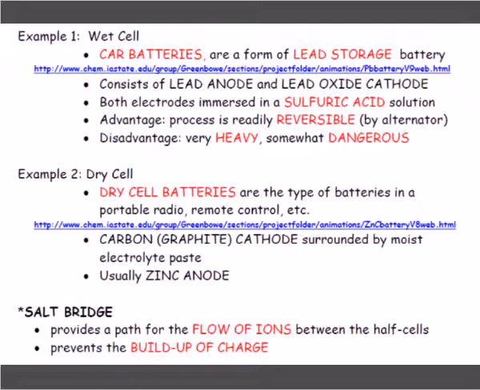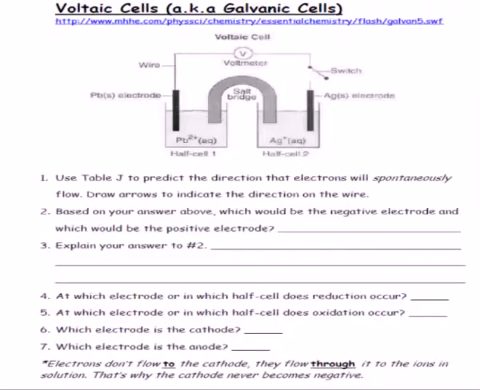Okay? If you were to take, like I said... All right, so flip to this page in your notes. According to table J, lead is more active. That means this is going to be our anode. So once you identify that, guys, you want to identify your two electrodes. So the anode and the cathode.